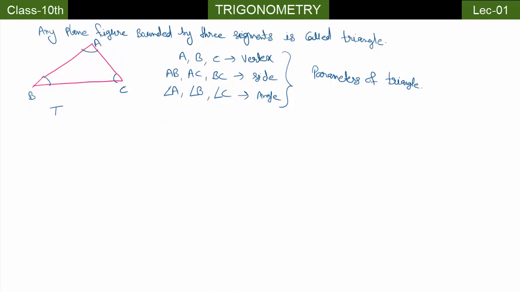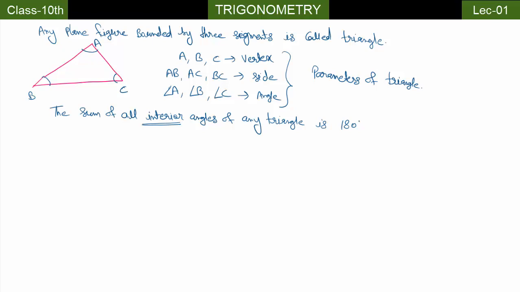Next, the sum of all interior angles of any triangle is 180 degrees. What do I mean by interior? Interior angles are those angles which are made within the triangle. So here we see angle A, angle B, and angle C.